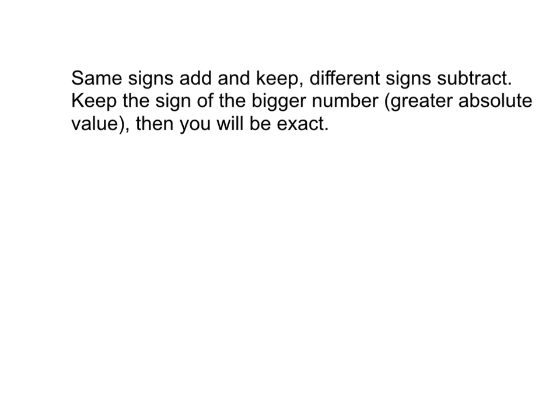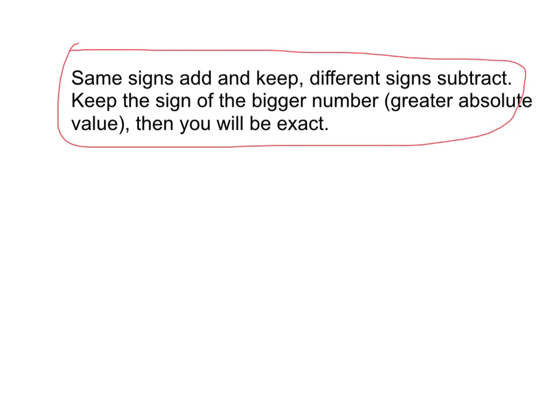All right, so now let's talk about what we do when we add positives and negatives. And here's a little quote that we used to sing in 6th and 7th grade. I want you to put this in your notes. So when we add positive and negative numbers, here's a rule we can follow. If they have the same signs, you add and keep the signs. Different signs, we're going to subtract. Then we'll keep the sign of the bigger number, in other words, the greater absolute value. Then you will be exact.